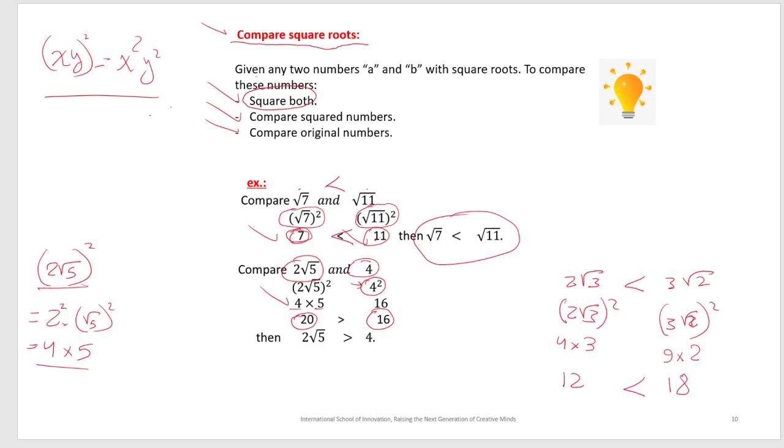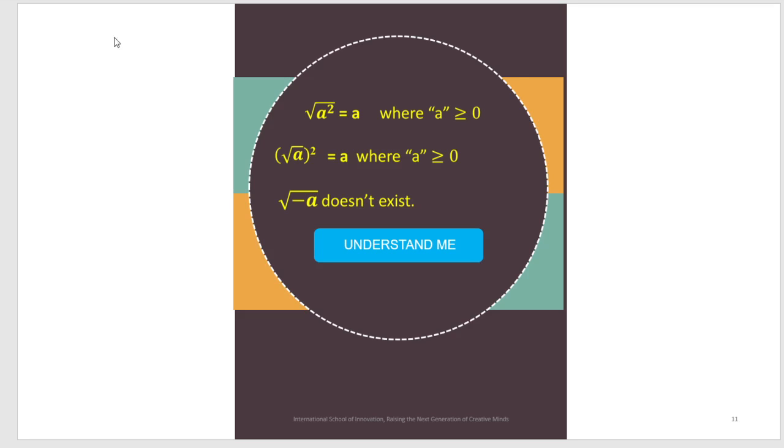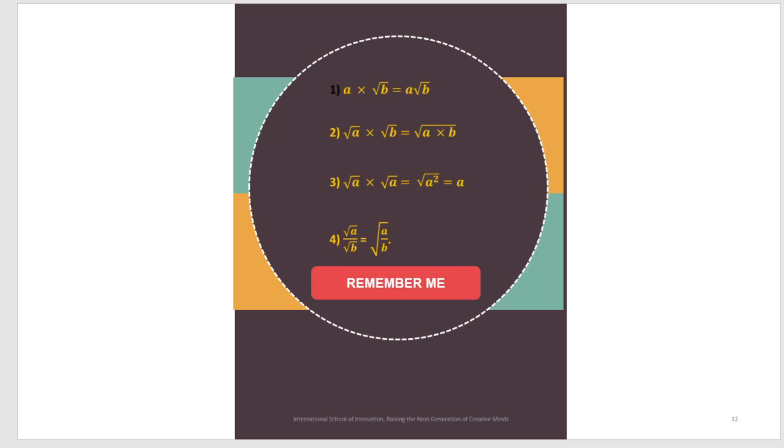This is everything in our lesson, so I'll make a conclusion now. Radical A, all of it squared, equals A. Don't forget, radical A squared equals A. Radical minus A does not exist. And A times radical B is A radical B. Radical A times radical B is radical A times B. Radical A times radical A is A.